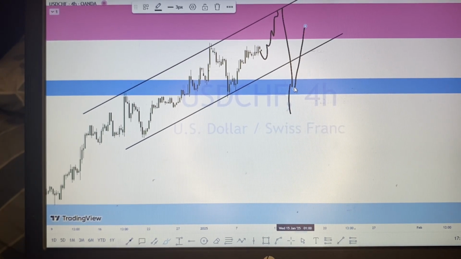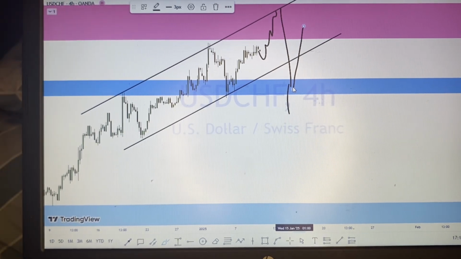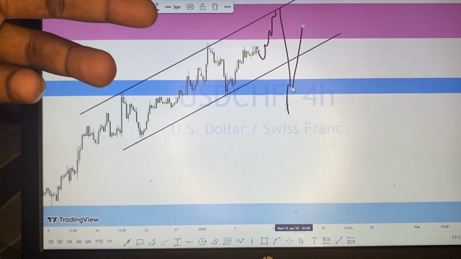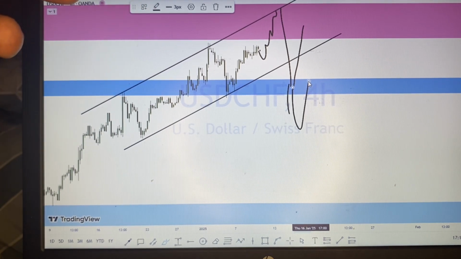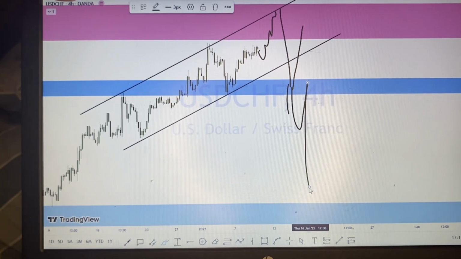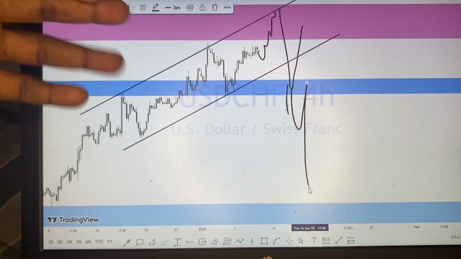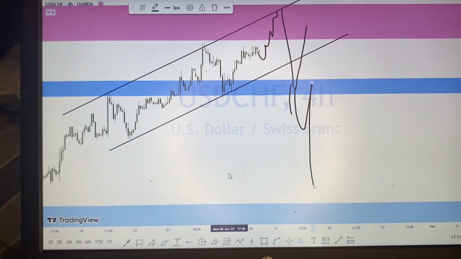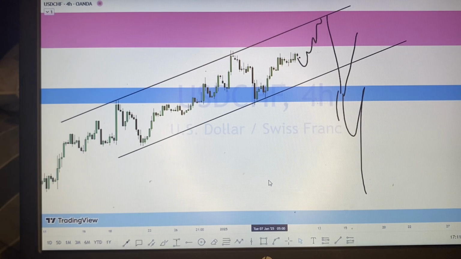But in this kind of scenario, we want to see price break below and then come back and then shoot down, because we touched the weekly support resistant level. So we want to see price go down strongly. So that is how you implement your support and resistant strategy.